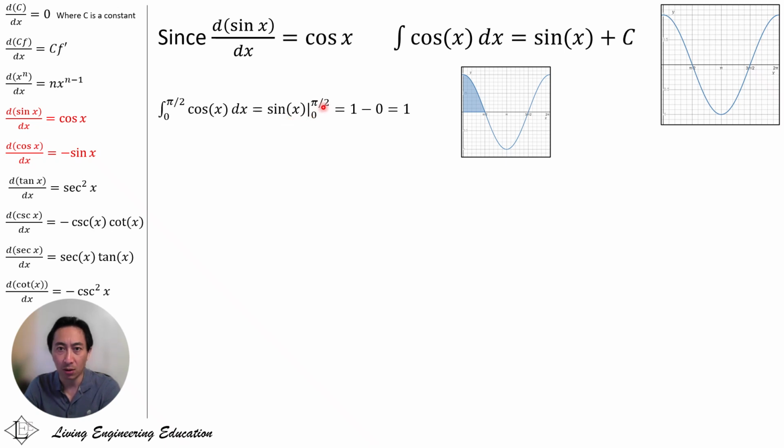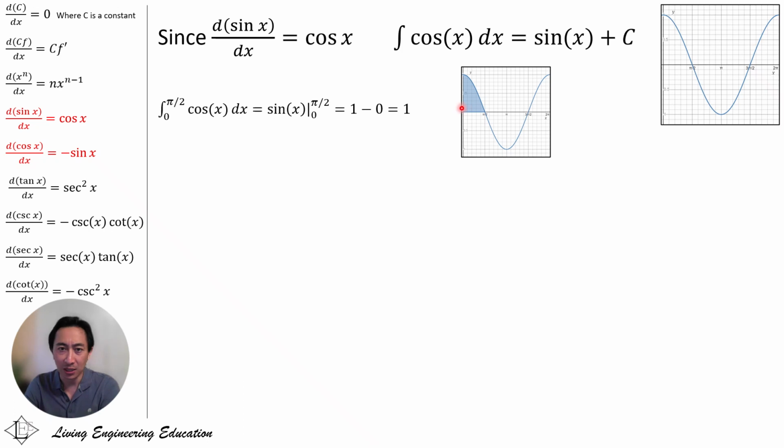So you first apply your upper limit, right? So sine pi over 2, if you think about your unit circle, that's going to be the positive y-axis. So it's going to give me a y value of 1. And then sine minus, right? Sine 0. Sine 0 is the horizontal x-axis. So that's going to be 0. So that's equal to 1. So this area is a positive 1.